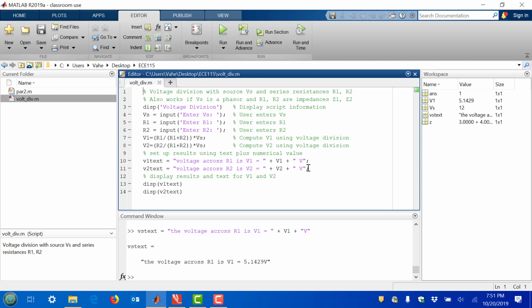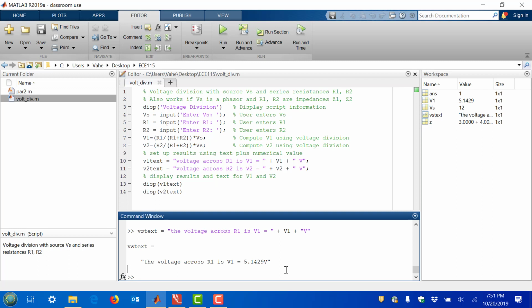Then it'll provide these text strings exactly as I showed you, with a little modification here and there, maybe a little space in front of the V, but otherwise it's identical to what I showed you. And then it'll display the results. If I had gone down here and said DISP and then Vs text, it'll display that text exactly, not removing the quotes. So that's all this does. It asks the user for Vs, R1, R2, computes the voltages, sets up the strings to be displayed, and displays the strings as results. That's it. Let's see what happens when we run this.